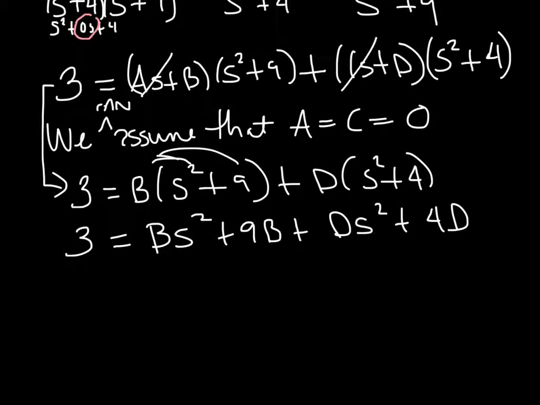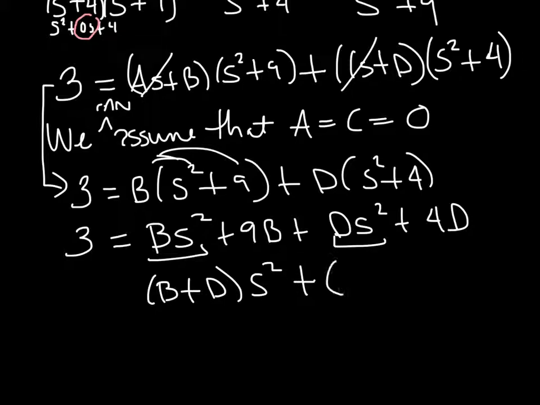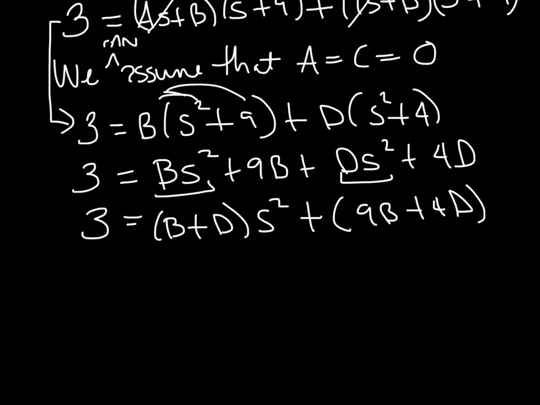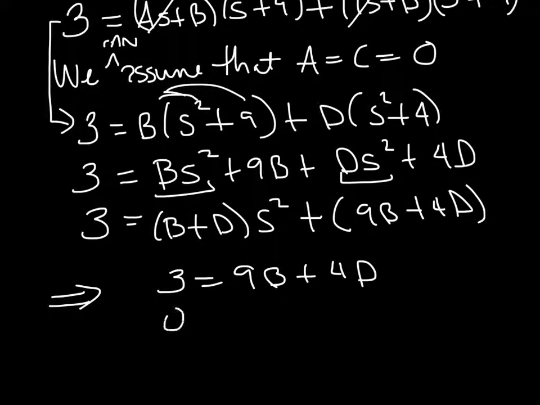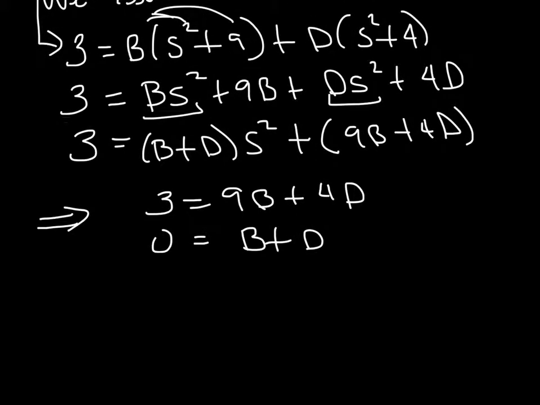Can we combine like terms? We sure can. We get B plus D times s squared, or another way of thinking about it is factoring out that s squared, plus our constant terms. Here's a constant term, which is definitely equal to this guy, and there's no s squared term here, so that's definitely equal to 0, which is nice. So this implies that 3 equals 9B plus 4D, and 0 equals B plus D. Again, we get a nice system of linear equations, which we've solved before. So I'll just put dot, dot, dot.